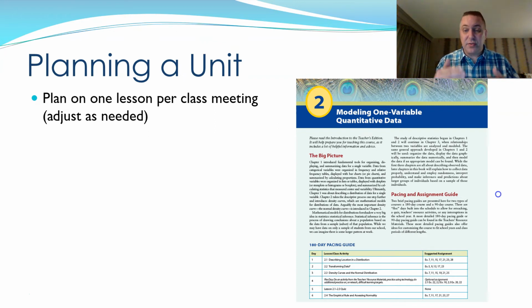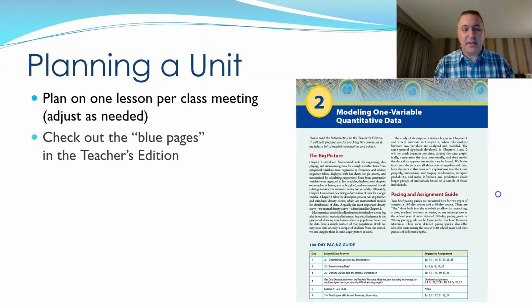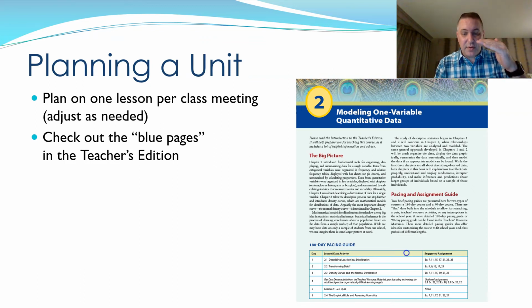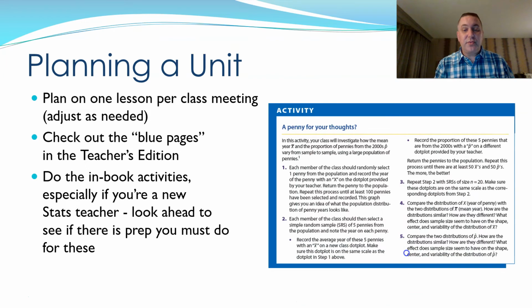Now, in addition to one lesson per class meeting, and again, I remind you, check out the blue pages. You can see down here, this is from chapter 2. And besides the big picture, there's the pacing and assignment guides. And so here's the pacing guide, the 180, or the start of it. So after this, one lesson per class meeting or so, then you should definitely plan on doing the in-book activities.